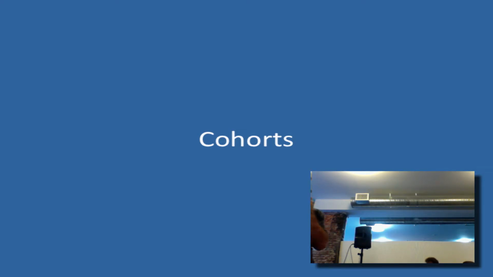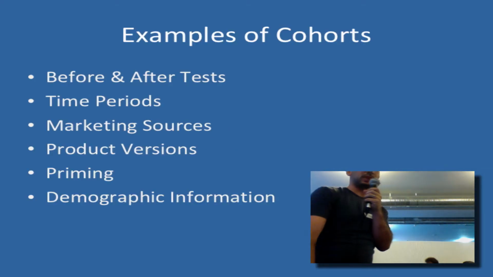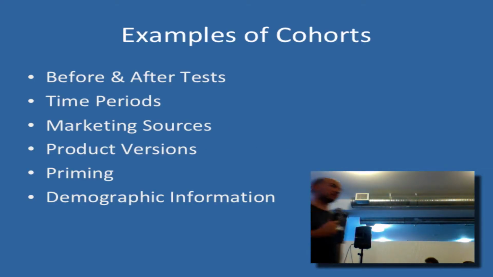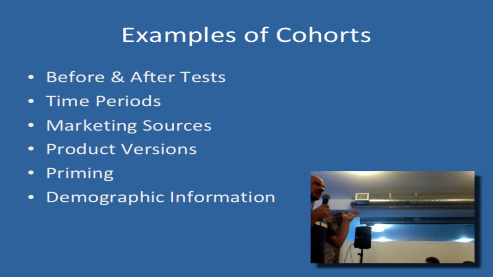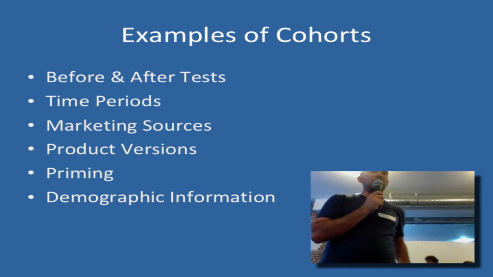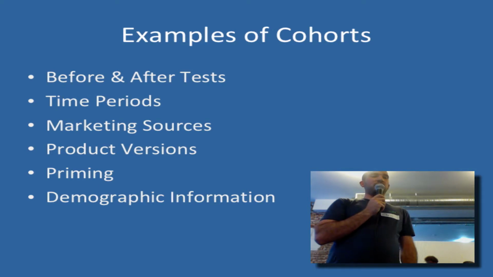One of the ways we could do this is through cohorts. Cohorts is borrowed from social sciences. In social sciences, it's pretty common that if they're doing a test or some sort of study, they'll have cohort A who experiences one thing, B who experiences another, and then a control group. So we're borrowing this idea of cohorts from science. Some examples of cohorts that you might have already done are before and after tests.